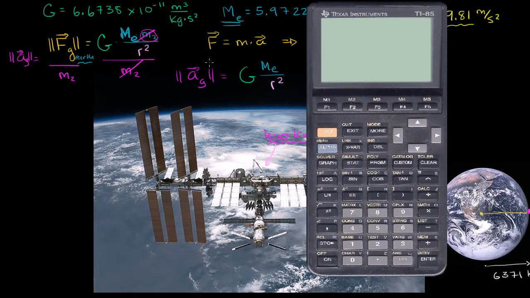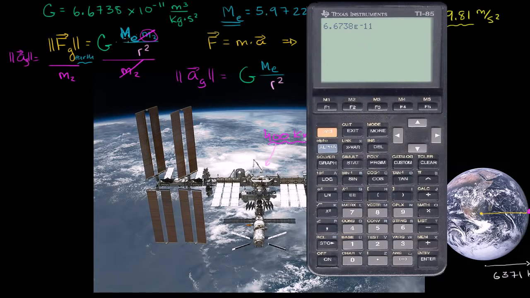So we know what g is. It is 6.6738 times 10 to the negative 11. This EE button means literally times 10 to the negative 11. So this is 6.6738 times 10 to the negative 11.